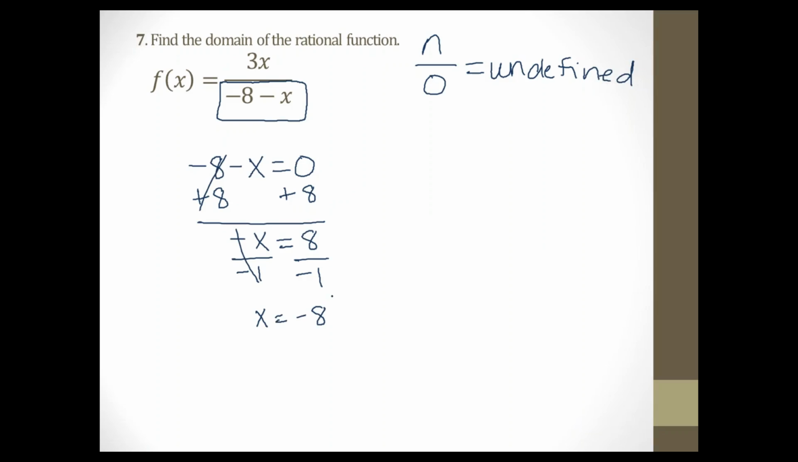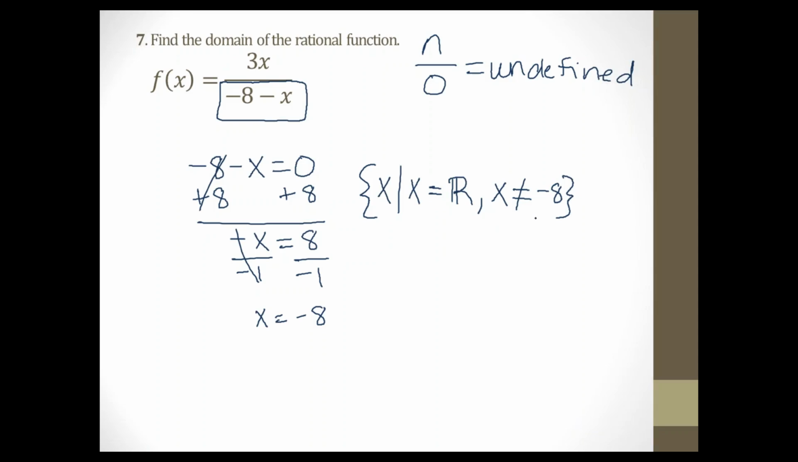So what that means is our domain is going to be all real numbers except for when x equals negative 8. So we're going to write that in set notation. So we have all values for x such that x is a real number except for when x does not equal negative 8. So it's written a little differently in your review, but basically what we're saying is that the domain is all real numbers excluding negative 8. That's going to be your domain. All right, so that's one scenario, checking for denominators.